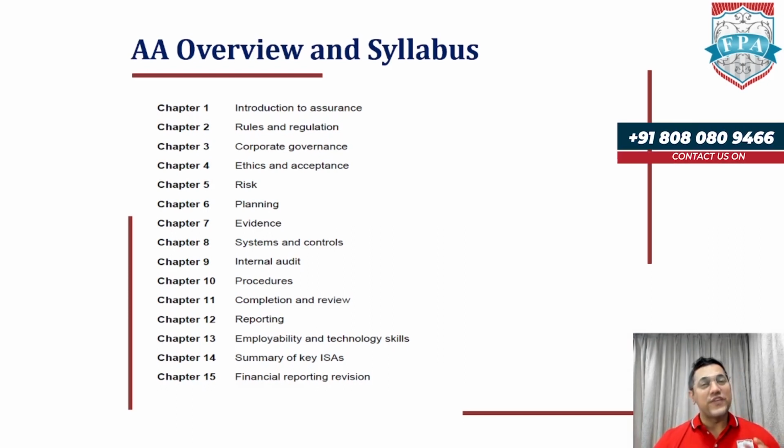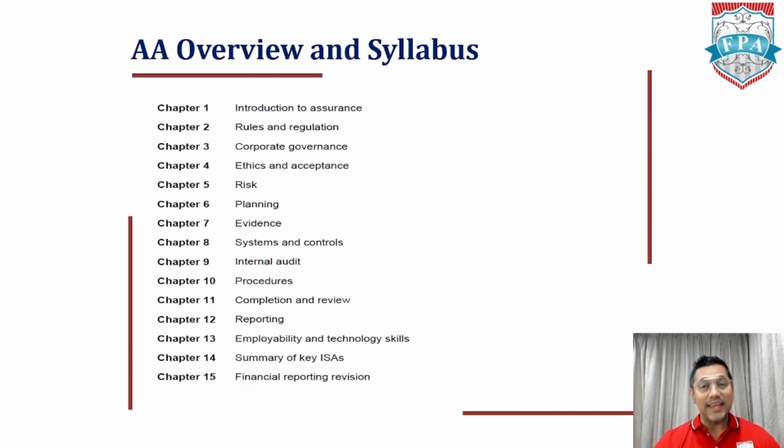Then there is a summary of key ISAs. Now, good news for people like me who cannot do rote learning. You don't have to really learn by heart any standards on auditing. ISAs is international standards on auditing. So you don't have to do any rote learning. But this chapter just gives you a quick recap on all the ISAs, because right from chapter 1 right through till chapter 12, you've got all of these ISAs that are there in pieces. So this chapter just summarizes them together.